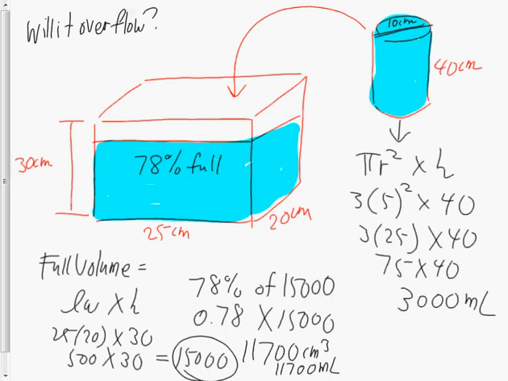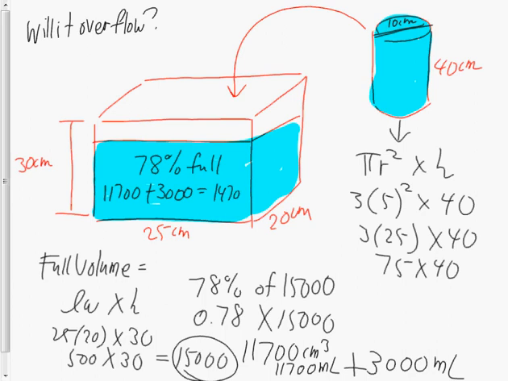And if I add that 3,000 milliliters to the volume of water that's in there, I have 11,700 plus the additional 3,000. That equals 14,700. Since the capacity, which we calculated the very first thing we did, was 15,000 cubic centimeters or milliliters, we know that it is not going to overflow. It is going to be short by 300 milliliters altogether. Okay? So the answer is no, it will not overflow.